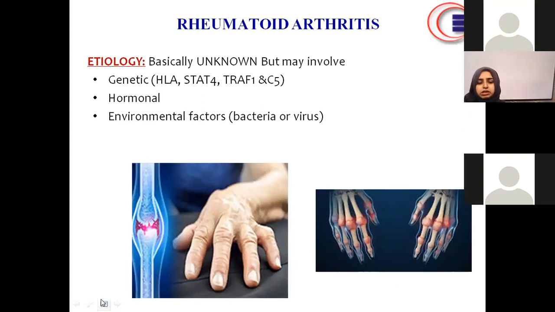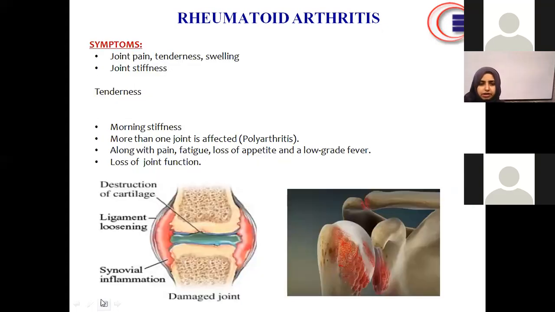Okay. So basically the etiology is unknown like other autoimmune disorders, but may involve genetic factors like HLA, STAT4, TRAF1 and C5. The predisposition is more with this type of genetic polymorphism. Then certain hormonal factors are there. Then we have environmental factors. For example, a bacteria or virus came, attacked and has gone. But now the body has started attacking its own joint. The bacteria has gone, but the immune response is there. Sometimes they can be the triggering factor as well.